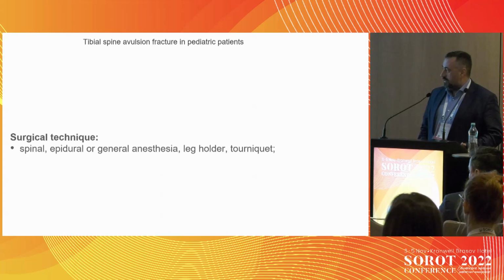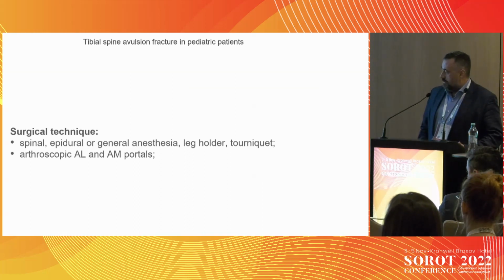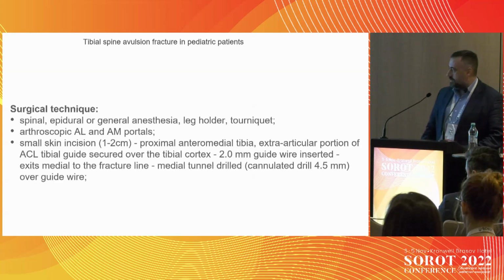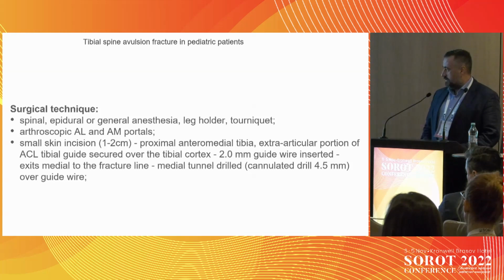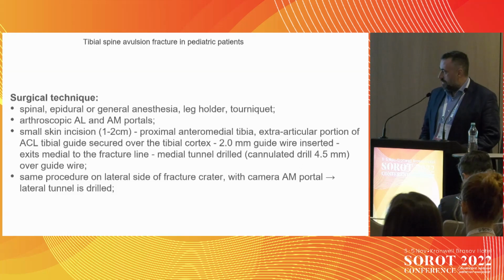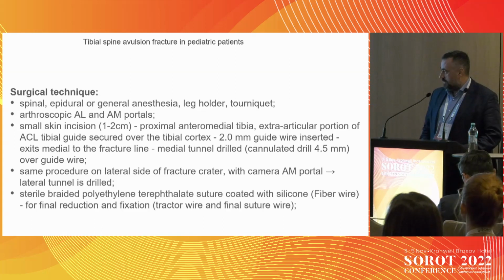The surgical technique is performed under different kinds of anesthesia with a leg holder, with a tourniquet, and with the 2 standard portals. We made a small skin incision on the proximal anteromedial tibia. The extra-articular portion of the ACL tibial guide was secured under the tibial cortex, and a 2 millimeter guide wire inserted, the axis medial to the fracture line. The medial tunnel was drilled with a cannulated drill over the guide wire, and the same procedure on the lateral side with the camera on the anteromedial portal. The lateral tunnel was drilled.